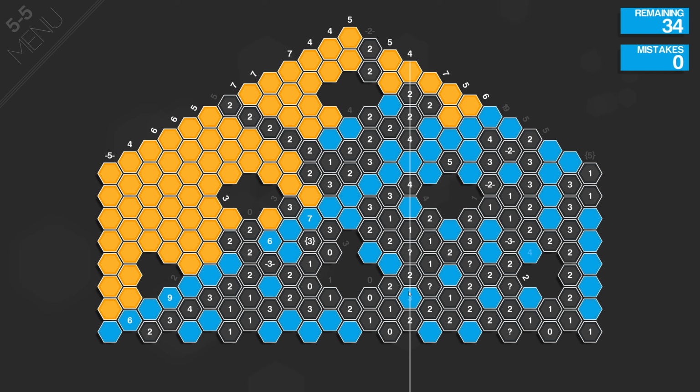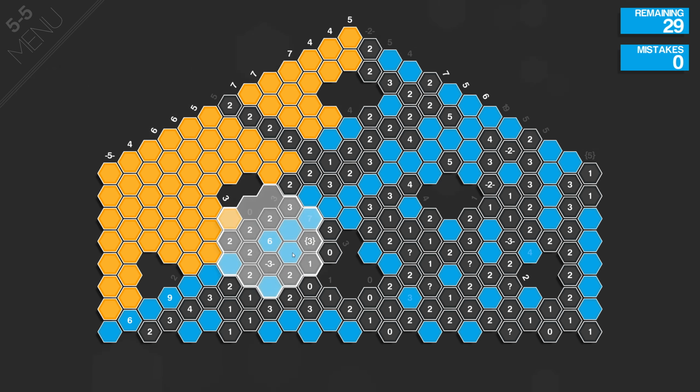This 4 sees 1, 2, 3, and a fourth. That 2 now sees 2. It's not these. That 2 needs a second. That 2 now sees 2. That 5 gets a fifth. This vertical here has 1, 2, 3, 4, 5. This 3 gets a third. How's this 7 doing? 1, 2, 3, 4, 5, 6, 7. Eliminates those. This 6 has 1, 2, 3, 4, 5, 6.